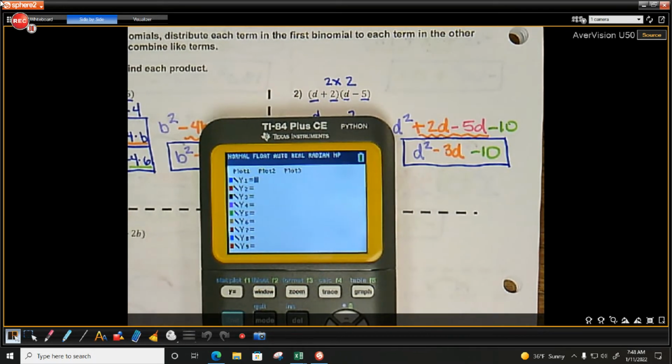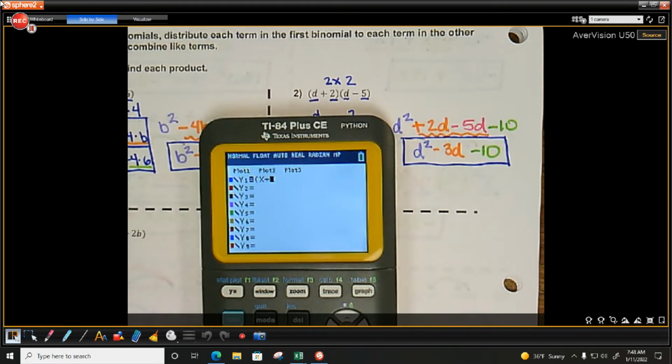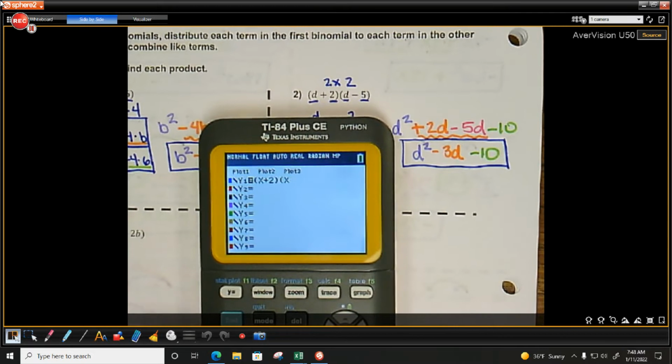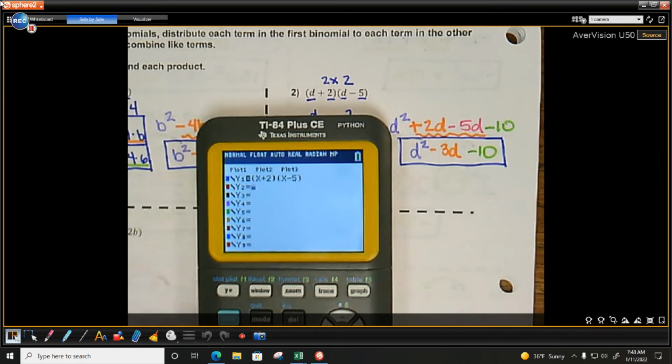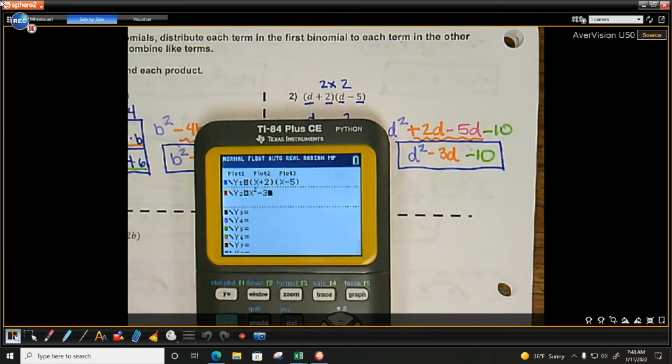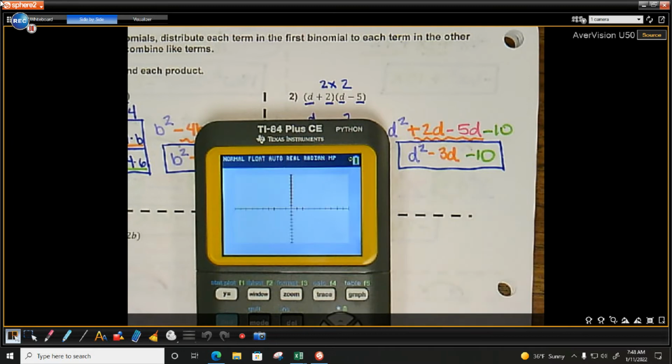Okay, so go to y equals and clear it out. Parentheses, x plus 2, parentheses, x minus 5. X squared minus 3x minus 10. The original in y1, the new one in y2, and graph it. Blue, red, they're on top of each other. So did we get the right answer?